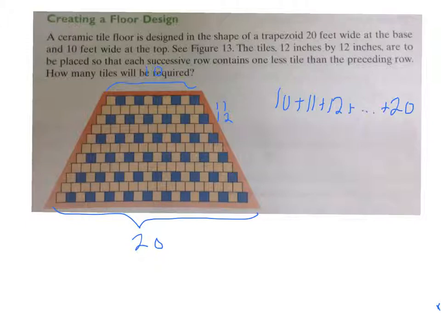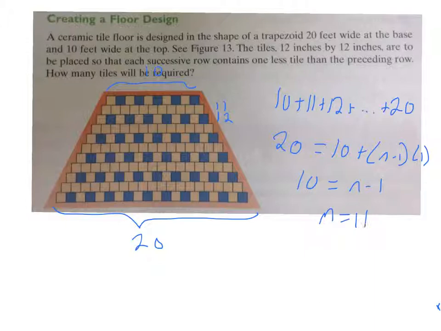The question is how many layers are there? You could count them, which would not be unreasonable, but you could also plug it into the nth term formula. The last term is 20, and the first term is 10 plus n minus 1 times d, which is 1. We end up getting 10 is equal to n minus 1, and so n is equal to 11. There are 11 layers, and of course I could count that: 1, 2, 3, 4, 5, 6, 7, 8, 9, 10, 11 layers, so that works out.